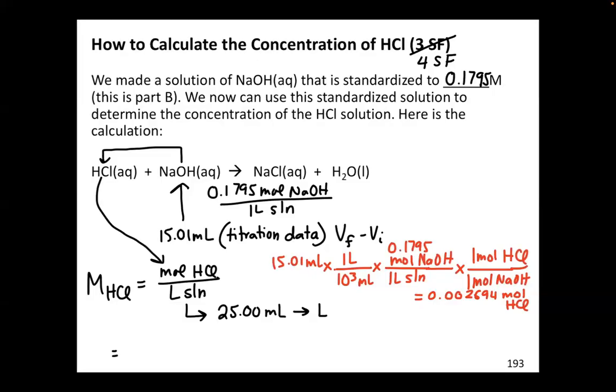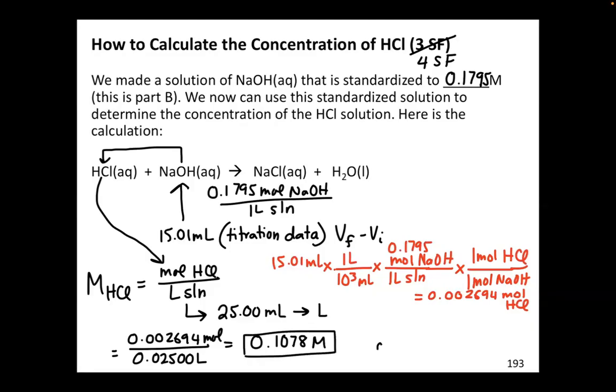So for the formula, I'm going to plug that in. Molarity of HCl is equal to 0.002694 divided by the 0.02500 liter. It has to be in liters, not milliliters. That's moles on top, liters on the bottom. And I have in 4 sig figs 0.1078 molar for the unknown.